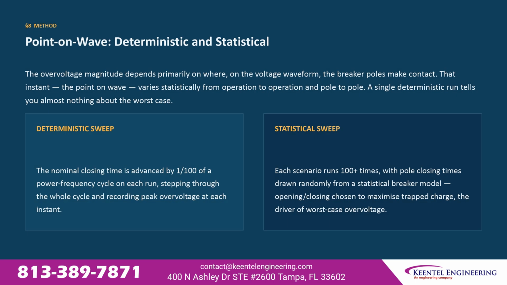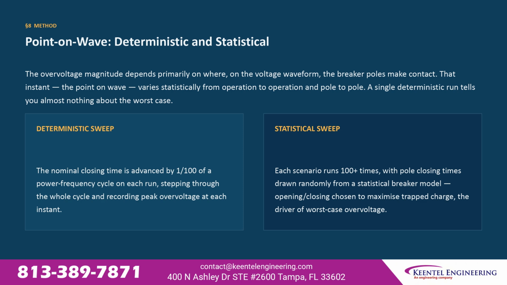The magnitude of a switching overvoltage depends primarily on where on the voltage waveform the breaker poles make contact. That instant, the point on wave, varies statistically from one operation to the next. A single deterministic run tells you almost nothing about the worst case. The deterministic sweep advances the nominal closing time by 1/100th of a power frequency cycle per run, stepping through the entire cycle and recording peak overvoltage at each instant.